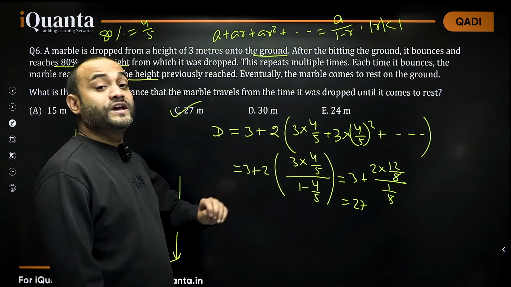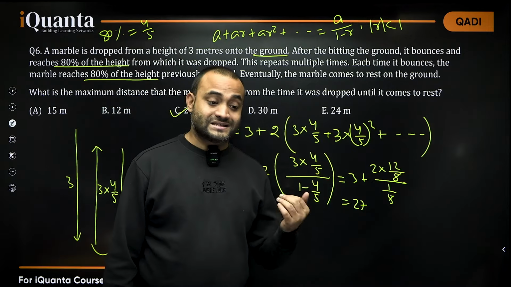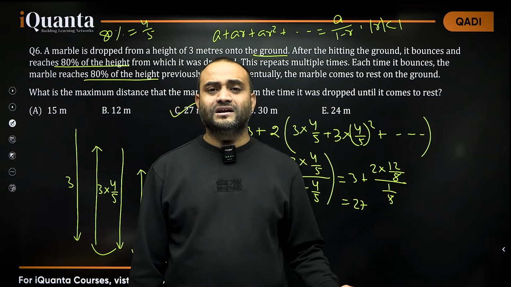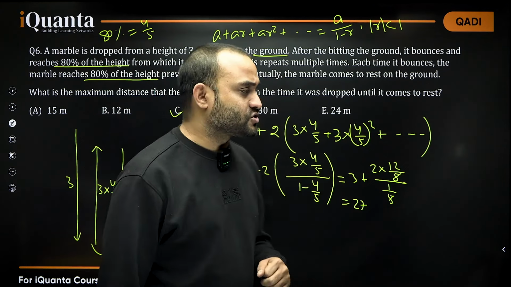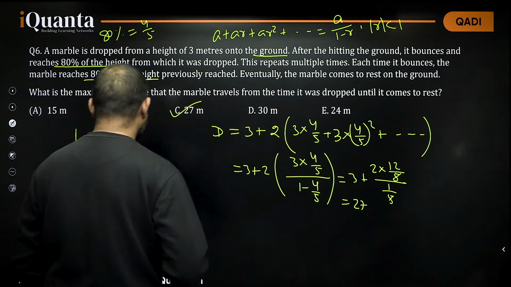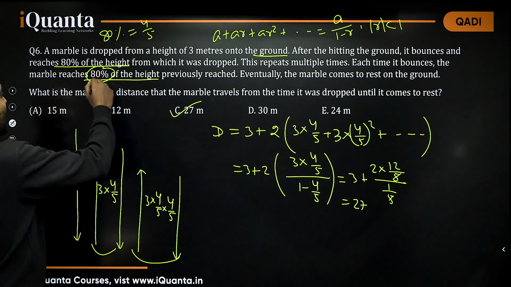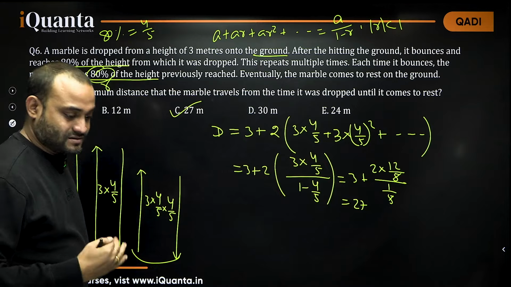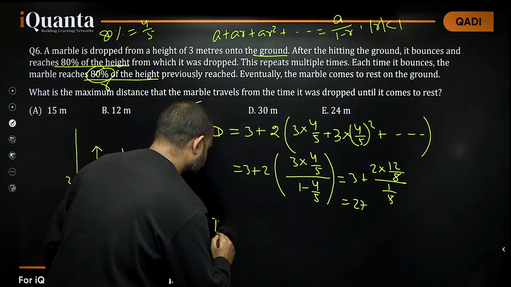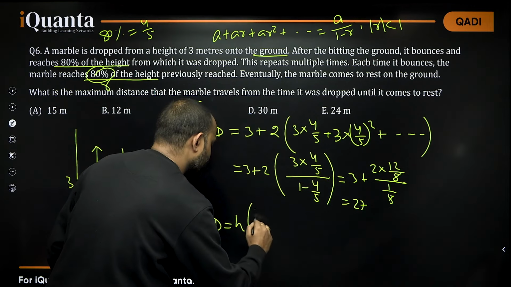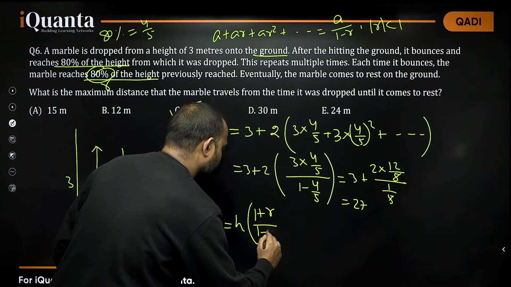Now, this is a very popular question. This type of questions has been asked again and again in every type of competitive exams in India. So how do we solve this quickly? There is a direct formula that if this is r, the height that it goes up by r, so you can directly find that distance is equal to h into 1 plus r upon 1 minus r.